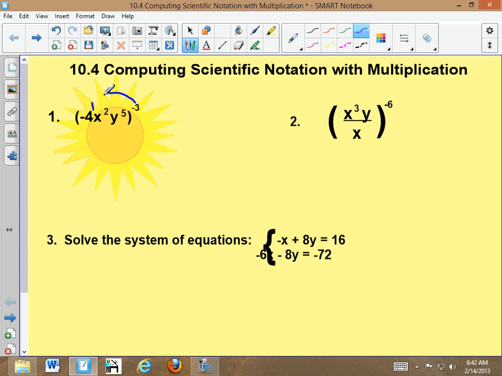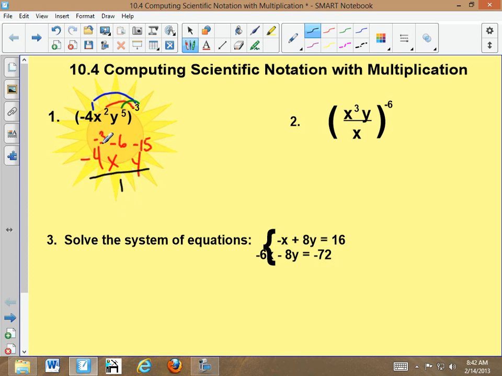I am going to distribute my -3 to all of the exponents. Okay? So I get -4 raised to the -3rd power. I covered up the negative, but it is a negative. X raised to the -6th power. Y raised to the -15th power. Now, I cannot have negative exponents. I can't do anything with them. This is all over 1.